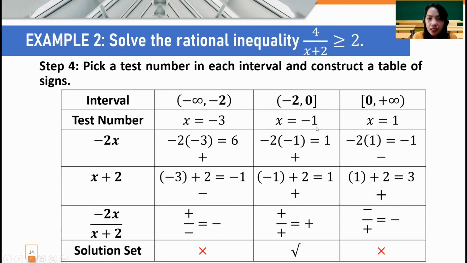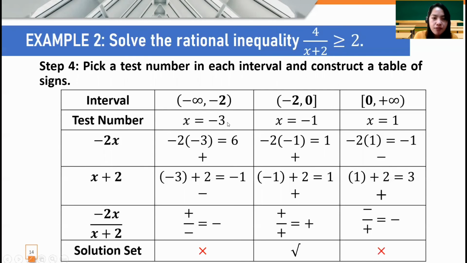Next, the next test number or test point is negative 1. That will be substituted to negative 2x. Negative 2 times negative 1 is positive 2. This is positive 2, not positive 1. So the sign of positive 2 is positive. 1 times negative 2 is negative 2. This is negative 2, not negative 1. So the sign is negative.